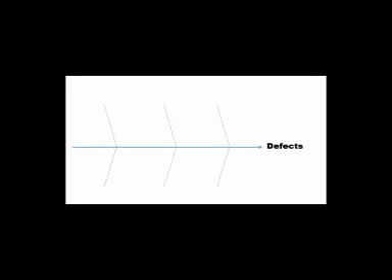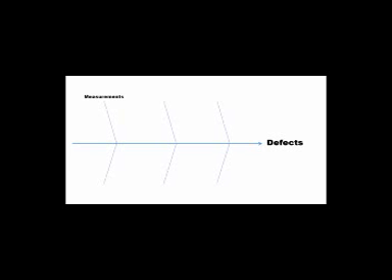A fishbone diagram is a diagram that shows the processes of creating a product and different aspects that contribute to a product that could cause defects. The first thing we look at is measurements. This is asking, is the product in spec or is it out of spec? And what tools do we use to measure if it's in spec or not?